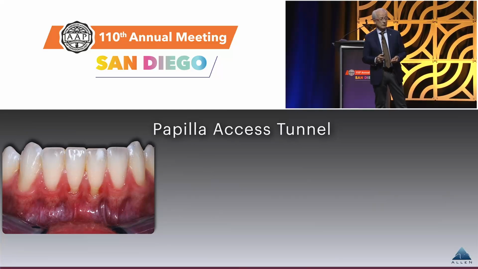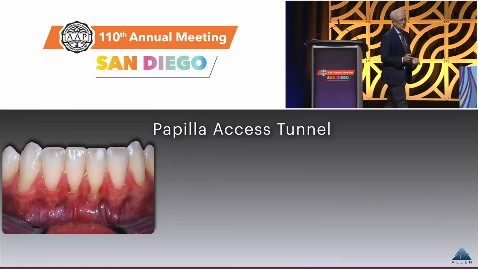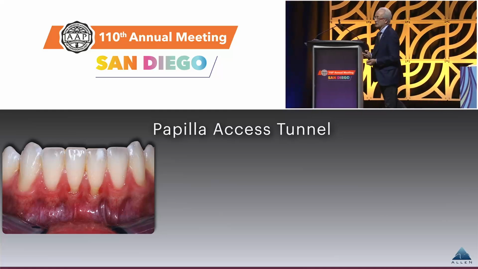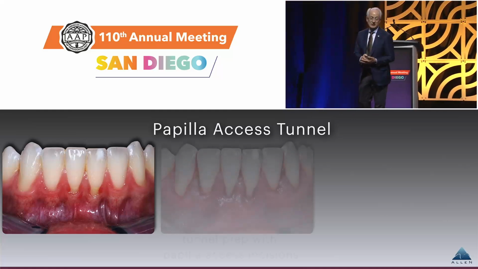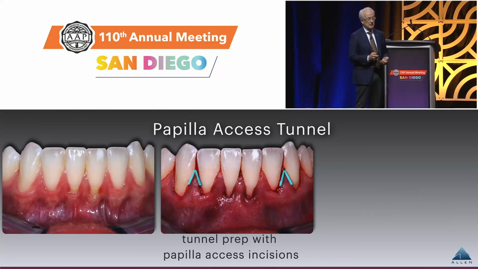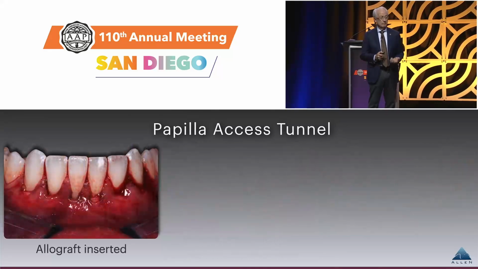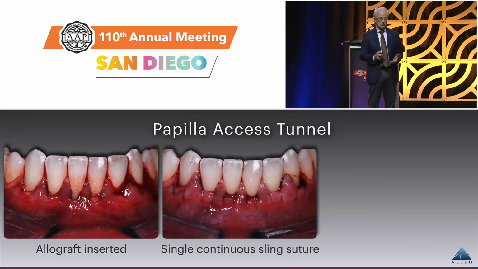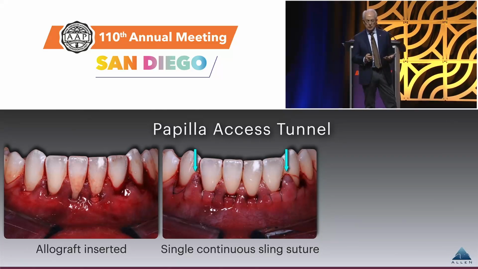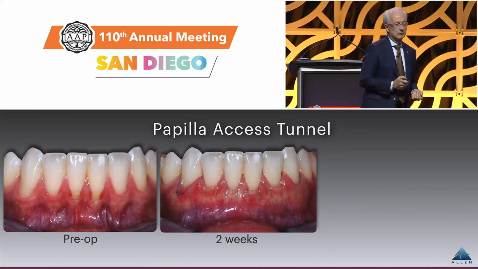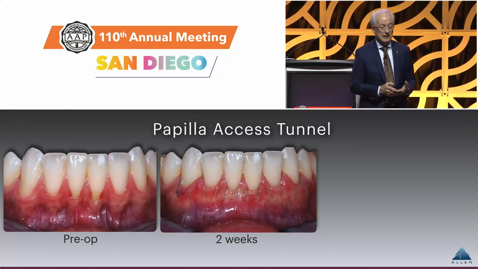How would you like to treat this one? Look at the prominence of the roots here. Look at the deep undercuts. Shallow recession, a difficult site to do with the tunnel technique without access. So I did the papilla access and have the mini flaps, have the graft on the surface, and then insert it, suture, and again, I've changed the suturing a bit, but that's a single continuous sling suture. I had to go back and suture the papillae, so it's totally closed. And you see pre-op and 2 weeks, so it looks pretty nice at 2 weeks.